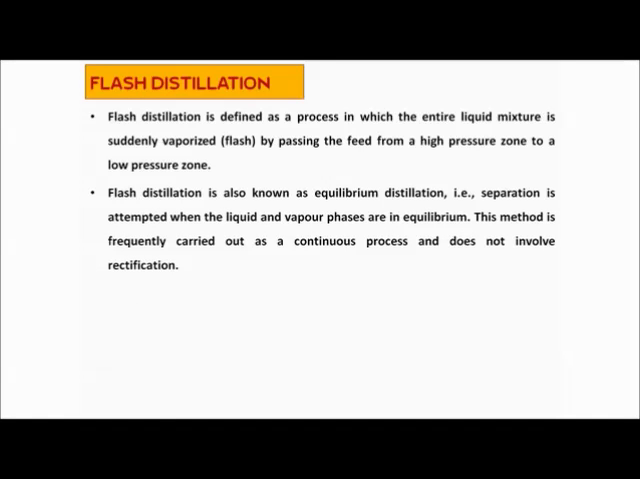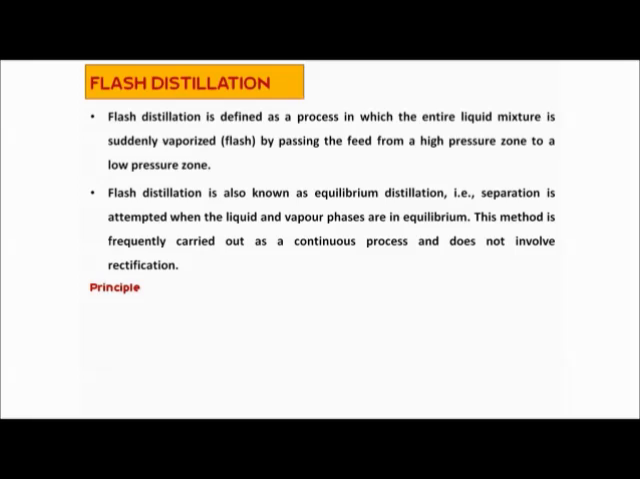So flash distillation is also known as equilibrium distillation. As I have already told you, why it is known as equilibrium distillation is simple. The separation is attempted when the liquid and the vapor phases are in equilibrium. So this method is frequently carried out as a continuous process and it doesn't involve rectification.